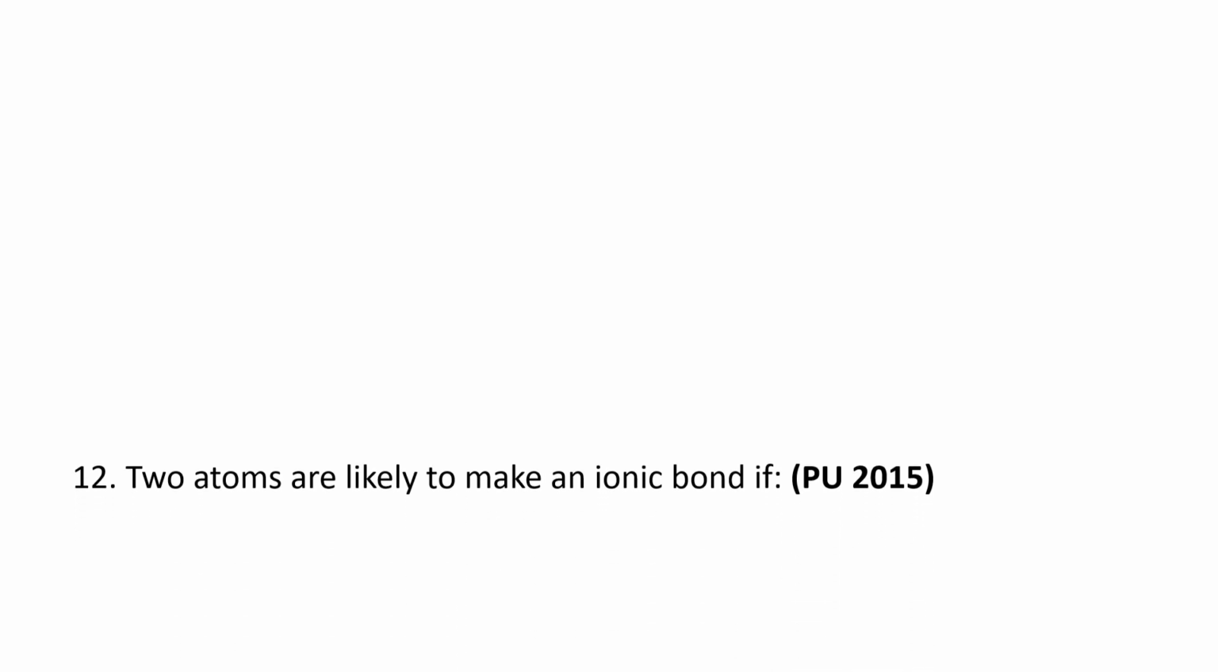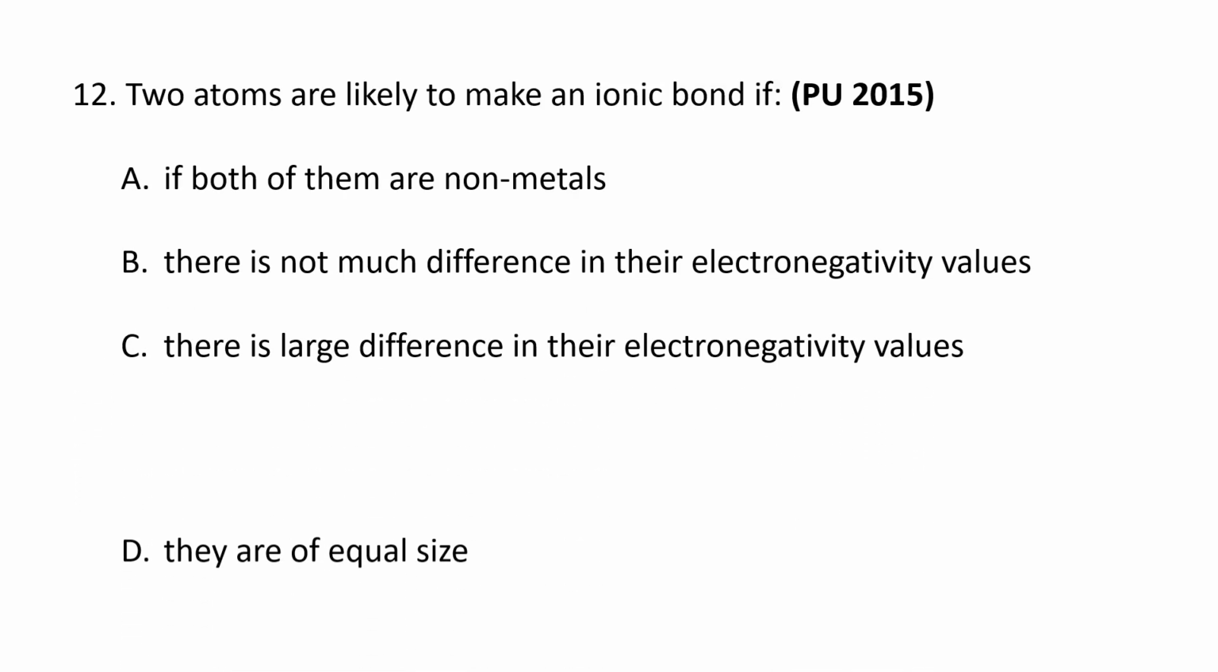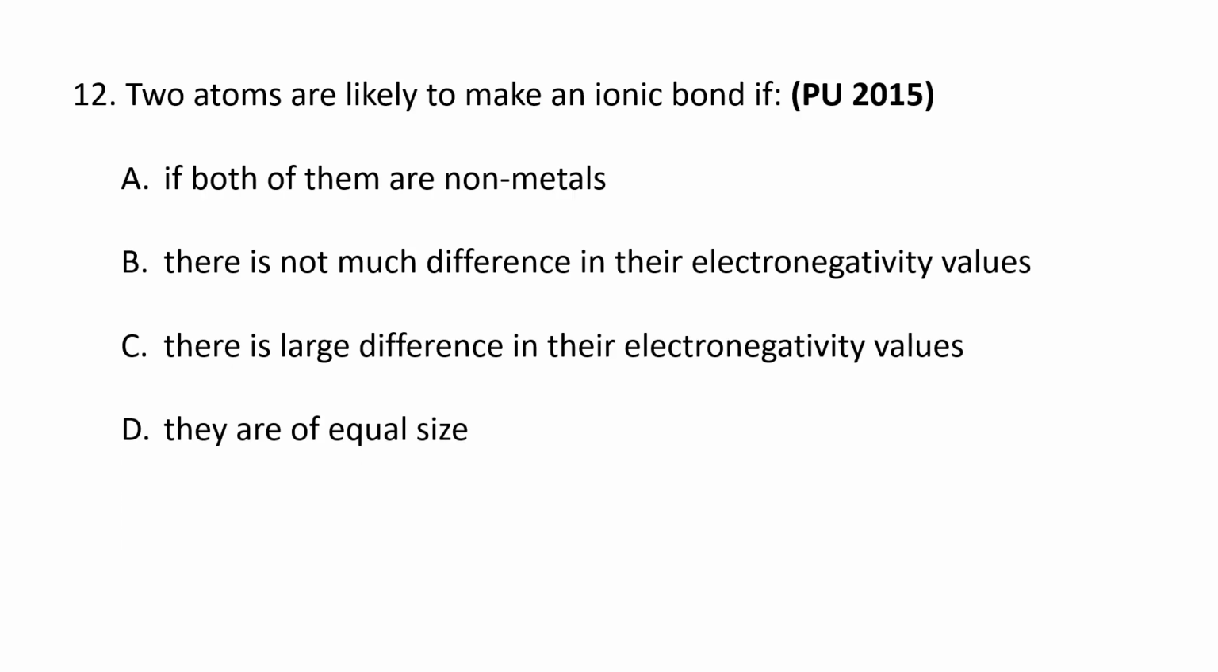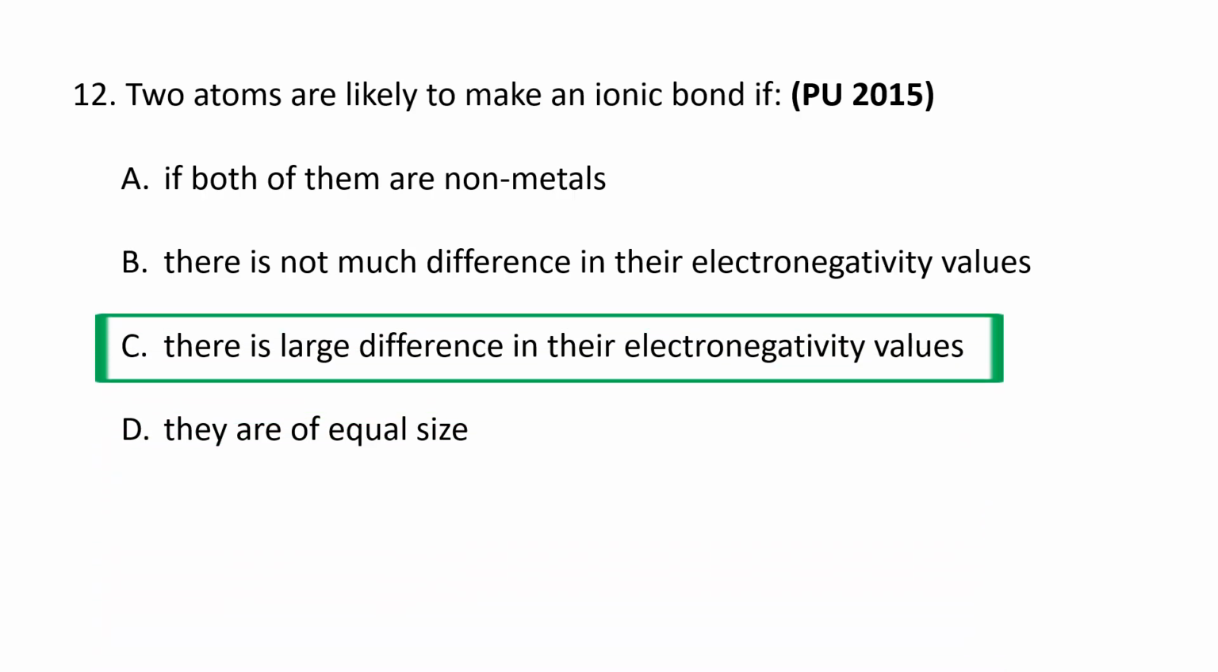Next question. Two atoms are likely to make an ionic bond if A. Both of them are nonmetals, B. There is not much difference in their electronegativity values, C. There is a large difference in their electronegativity values, and D. They are of equal size. Two atoms are likely to make an ionic bond if there is a large difference in their electronegativity values. Two atoms are likely to form an ionic bond if there is a significant difference in their electronegativity, typically between a metal and a non-metal, where one atom readily loses electrons and the other gains them.